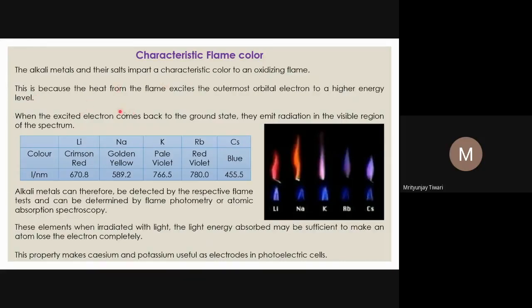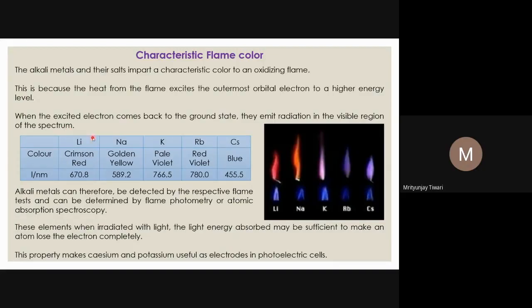But in the case of neutral metals, that electron is there, so the gap is not that big because the s shell electron is already there. And when the excited electrons come back to the ground state, they emit radiation in the visible region of the spectrum. So when they release the energy in the visible region, they impart a certain color, depending on the wavelength of that radiation, and that is the color we see.